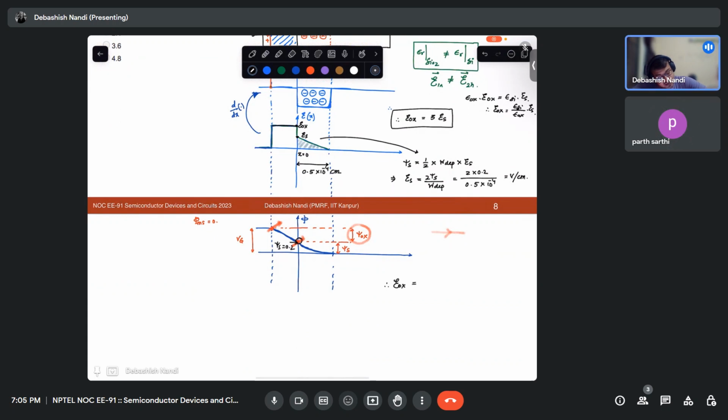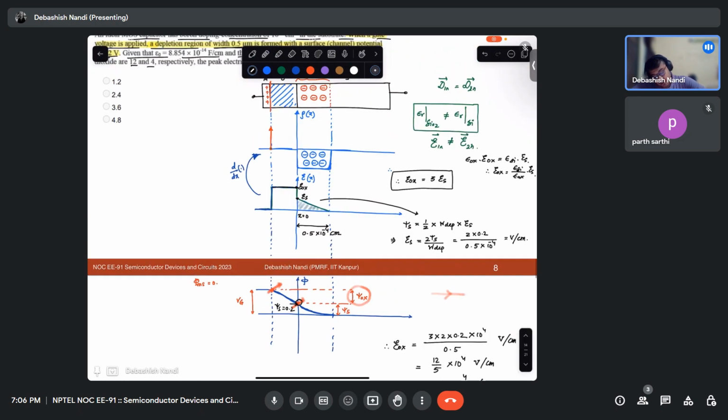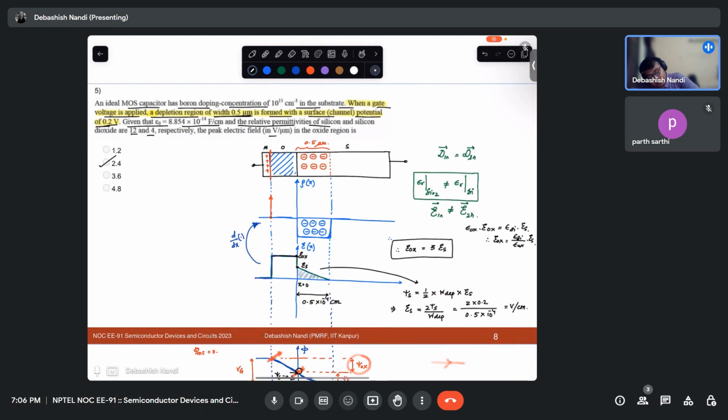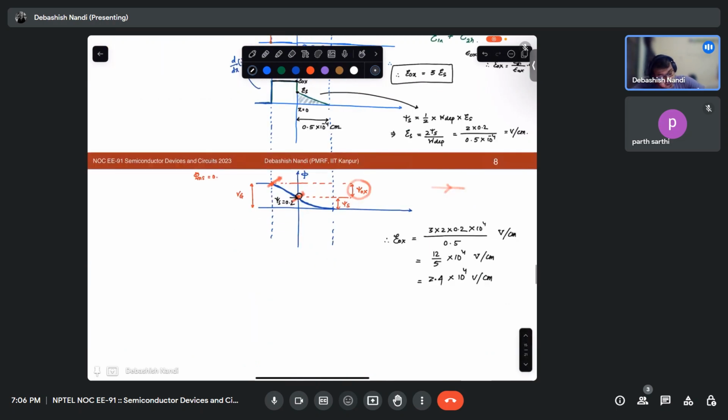So what will be my EOX? EOX will be 3 times of that. So 3 into 2 into 0.2 into 10 raised to 4 over 0.5 volt per centimeter. That will be 12 over 5 times 10 raised to 4 volt per centimeter. That will be how much? 2.4 into 10 raised to 4 volt per centimeter. So this will be correct. It is in micrometer they are asking. So we know that 1 centimeter is 10 raised to 4 micrometer. So it will be 4 micrometer.